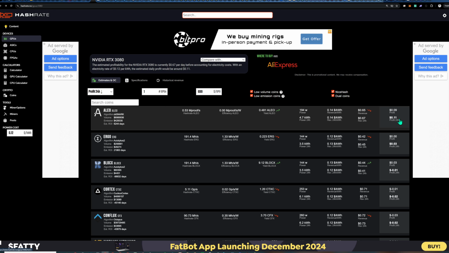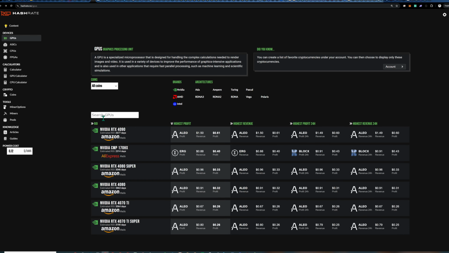So realistically, I'm doing 5 times more, because I'm using the same amount of power, 50 cents, and I'm doing about 5 times more profit doing Salad than mining ALEO on the 3080. Okay, so let's look at the 3090.